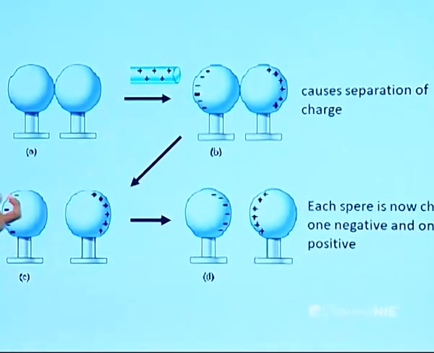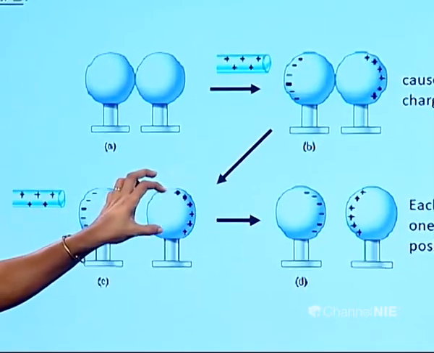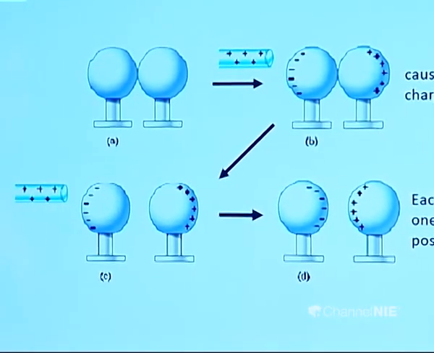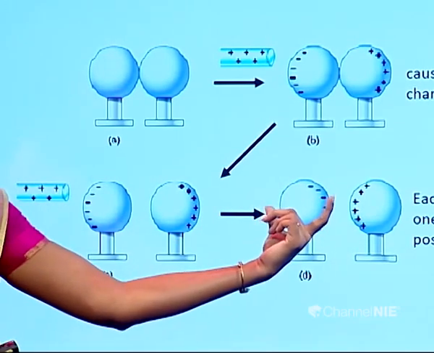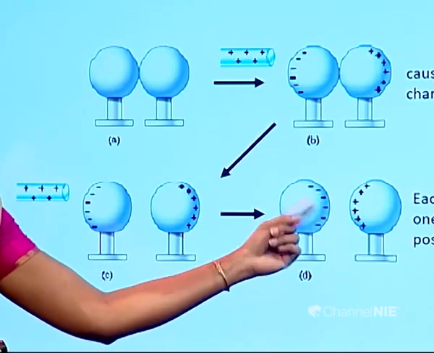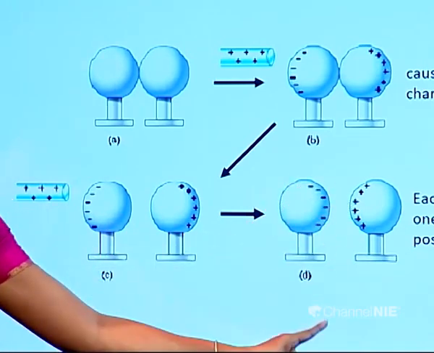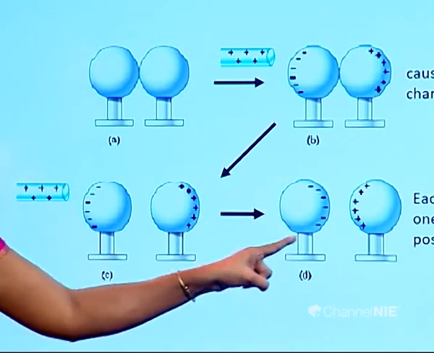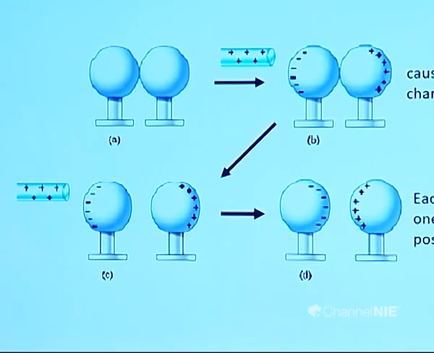And if I separate them now, this sustains a negative, this sustains a positive, and if I remove the glass rod, if the two spheres are close to each other, the negative and positive will attract, but they cannot neutralize each other because there is insulation in between. The negative will sustain, the positive will sustain, and if you separate them, the charges will get distributed uniformly all over the spheres. So we learned three methods to give a body a charge.